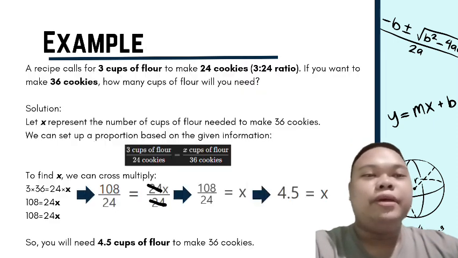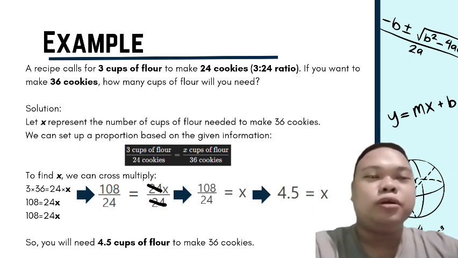An example would be a recipe calls for 3 cups of flour to make 24 cookies, or a 3 to 24 ratio. If you want to make 36 cookies, how many cups of flour will you need? The solution will be: let x represent the number of cups of flour needed to make 36 cookies. We can then set up a proportion based on the given information. This will be 3 cups of flour over 24 cookies is equivalent to x cups of flour over 36 cookies.